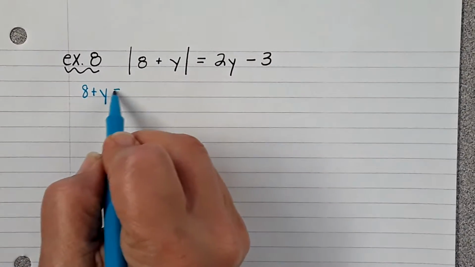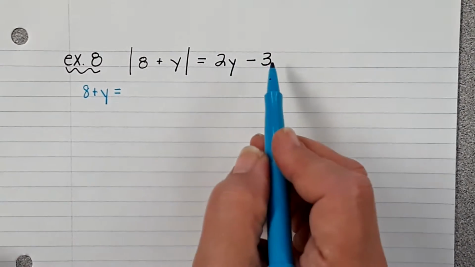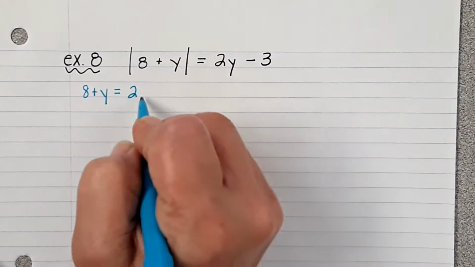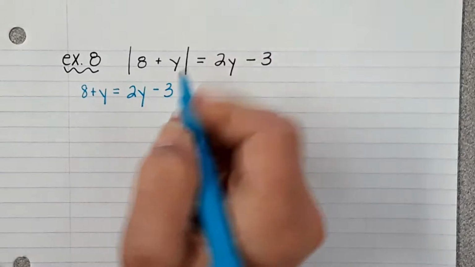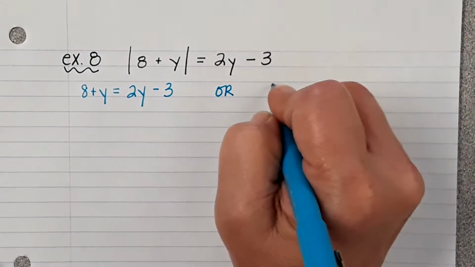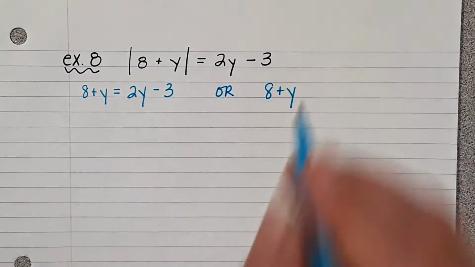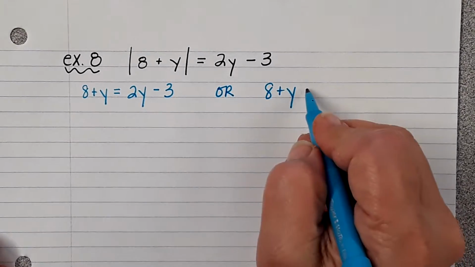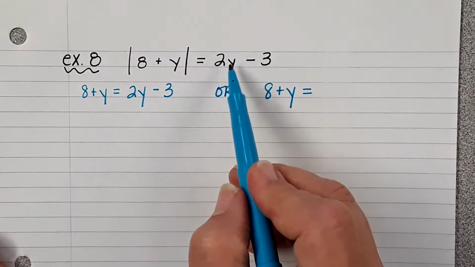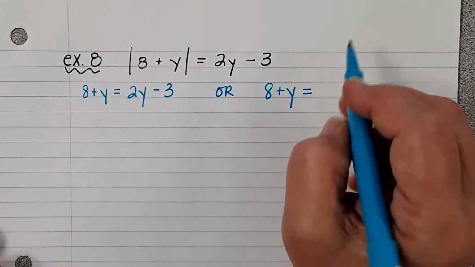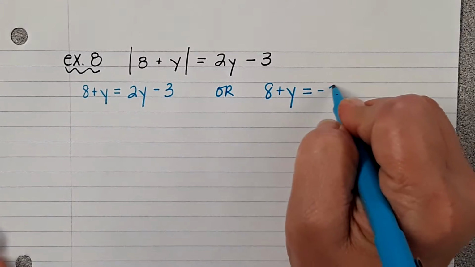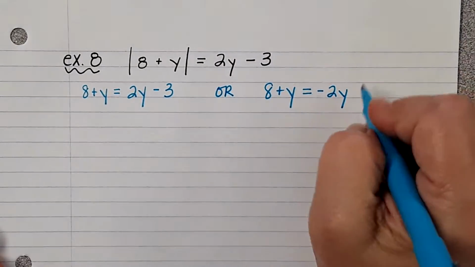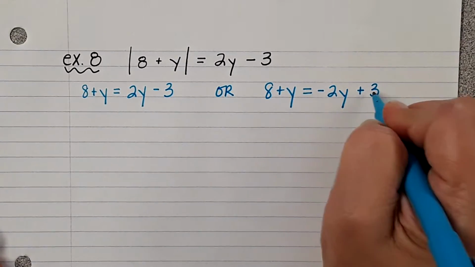Since there's nothing attached to it on the outside, we can just leave it as 8 plus y. But when there are variables and numbers on the other side, we're going to leave the first one, just write it how it is. Remember, what's inside the absolute value never changes. You always take the opposite of the answer. When you have a variable and another number, you take the opposite of 2y, which is negative 2y, and the opposite of negative 3, which is positive 3.